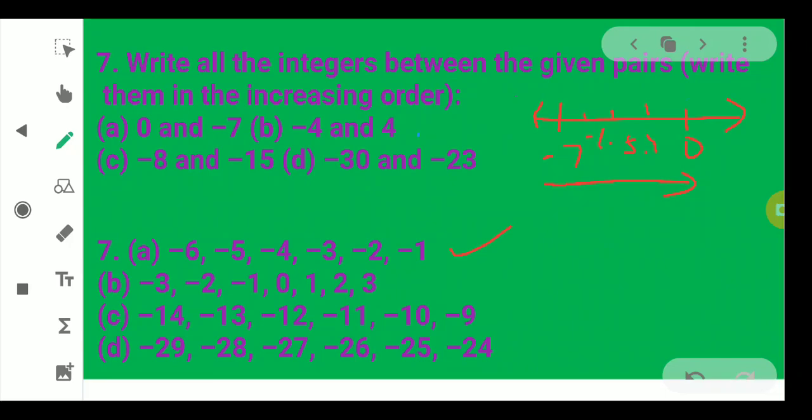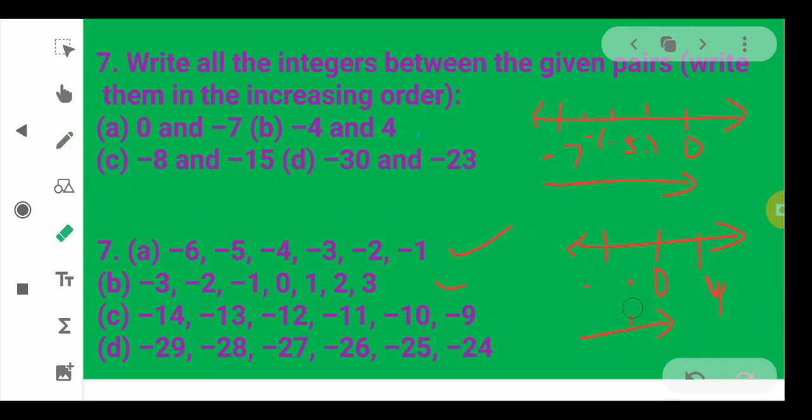Next is minus 4 and 4. On the number line, this is minus 4, 0 in the middle, this is 4. Increasing order means minus 4 to 4. So the numbers will be minus 3, minus 2, minus 1, 0, 1, 2, 3.